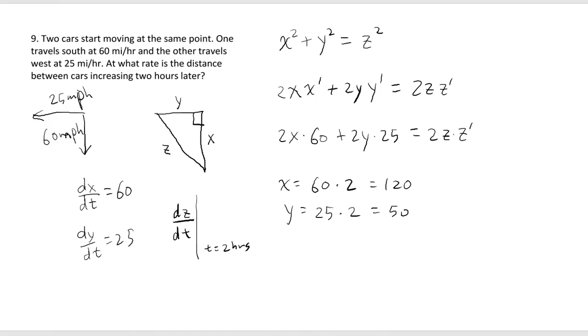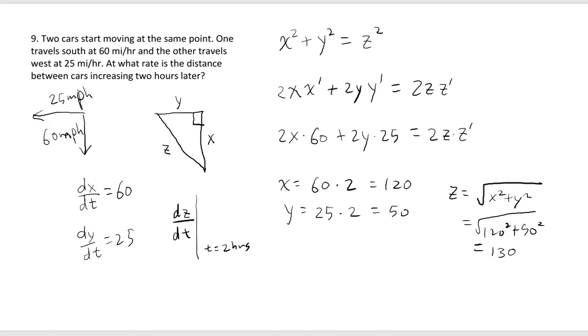And then z, using this formula here, is the square root of x squared plus y squared. That gives you the square root of 120 squared plus 50 squared. And if you calculate this, you're going to find it's 130. The reason I know this is because the ratio is 5 to 12 to 13. It's a Pythagorean triple. But you can figure this out just by using a calculator.